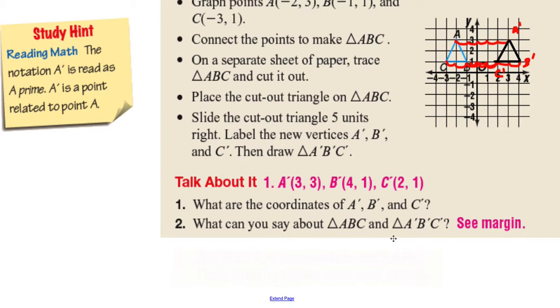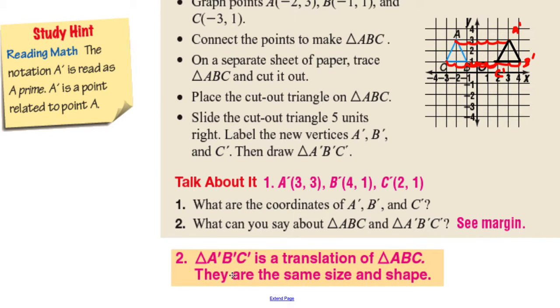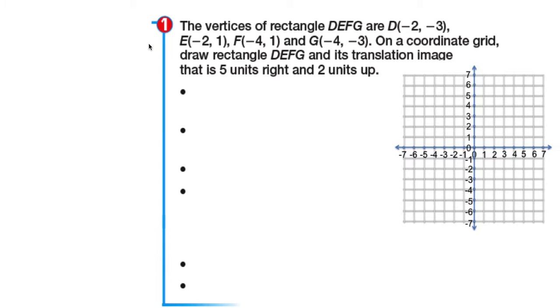So what can you say about triangle ABC and triangle A prime, B prime, C prime? Well, triangle A prime, B prime, C prime is a translation of triangle ABC. Why? Because we simply slid triangle ABC to the location of triangle A prime, B prime, and C prime. So let's take a look at this example.